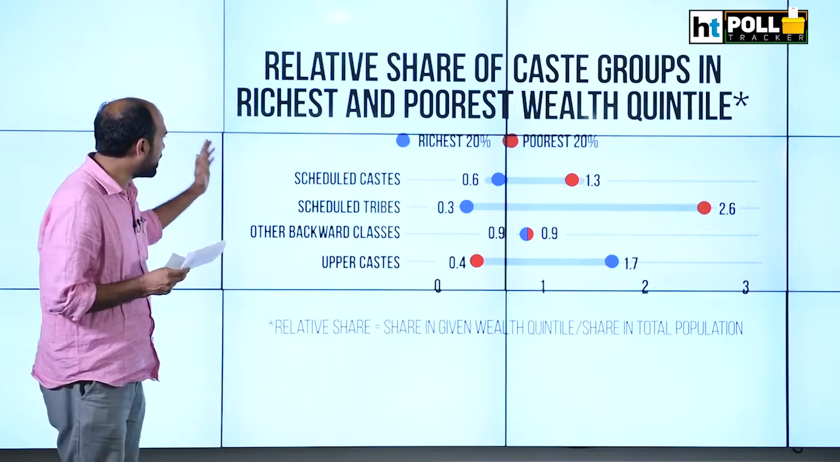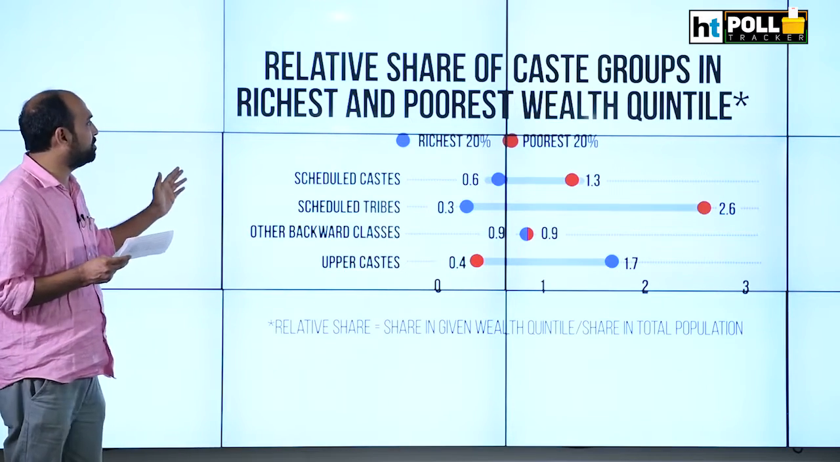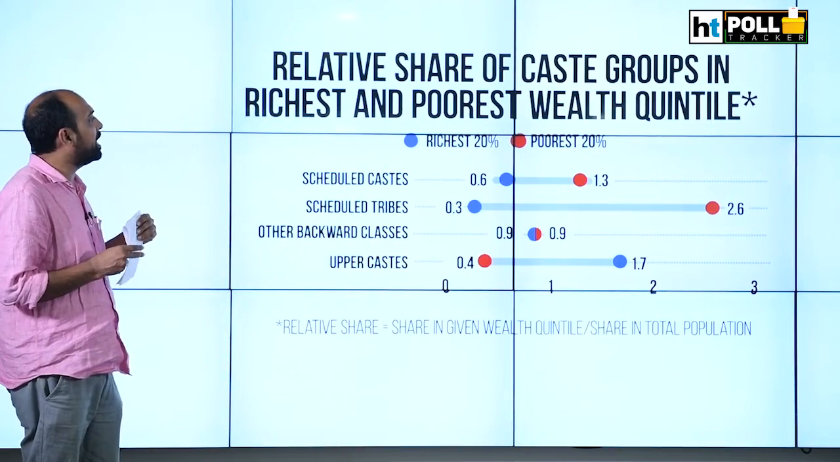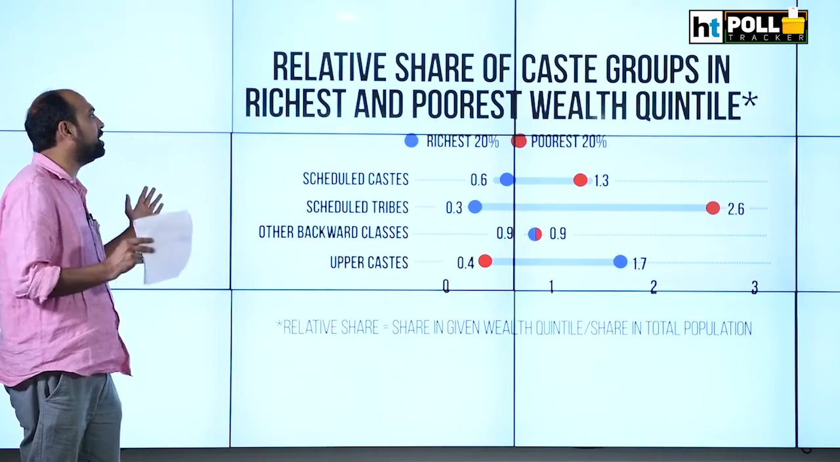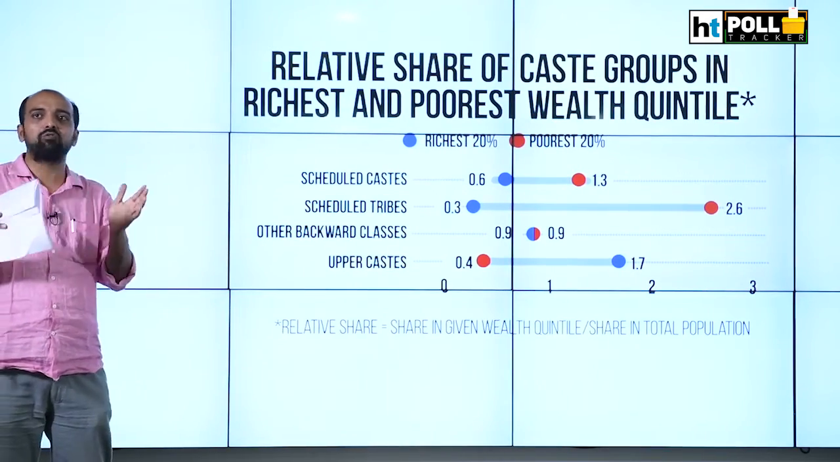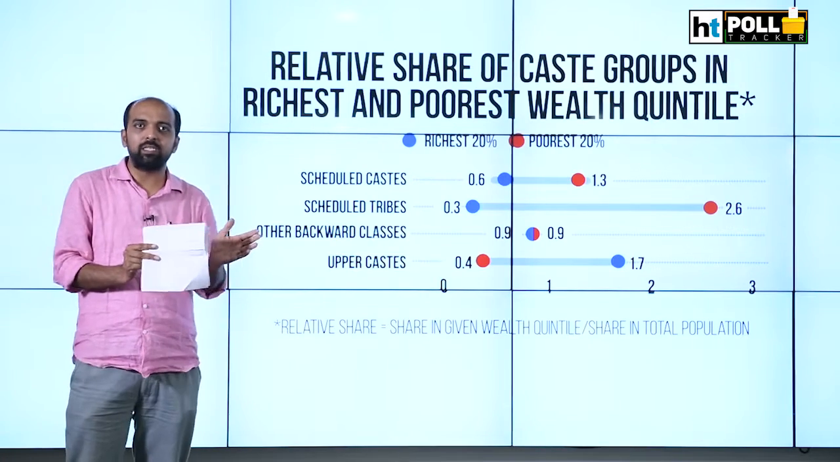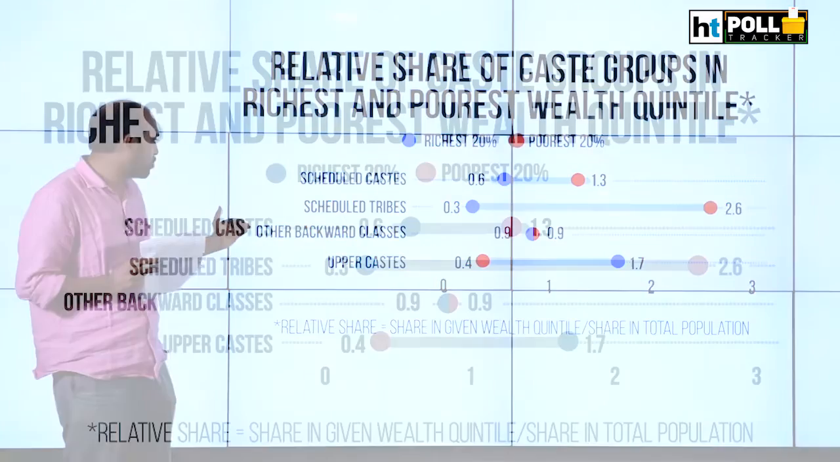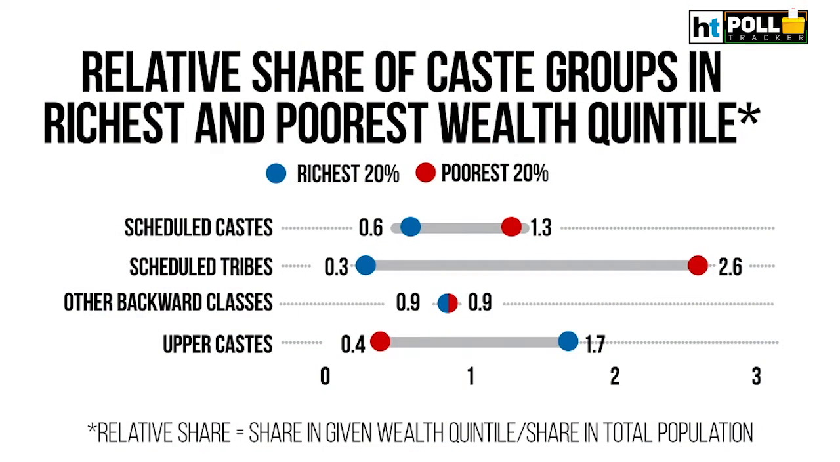If you look at this chart, in addition to the population share of households by caste, NFHS also gives us households by wealth quintiles. It essentially means they divide India's households from the poorest 20% to the richest 20%. What this chart shows us is the relative share of each broad caste group in the richest and the poorest 20%.